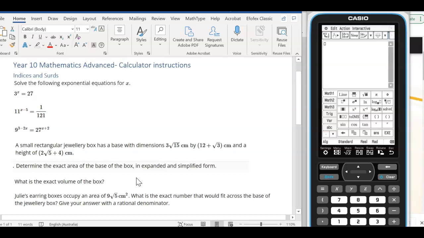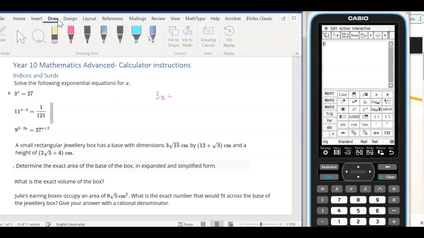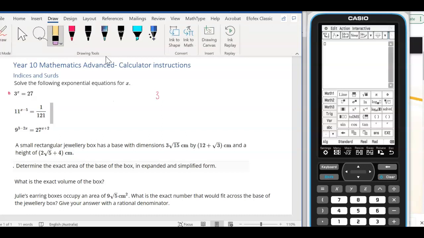All right, so the first one we've got is this one here, 3 to the power of x equals 27. If you were doing this one by hand, oops, I've started off on the wrong foot. X has to be up the top. You have to have the same base. So we've got to write 27 with the base of 3. So 27 is the same as 3 cubed.